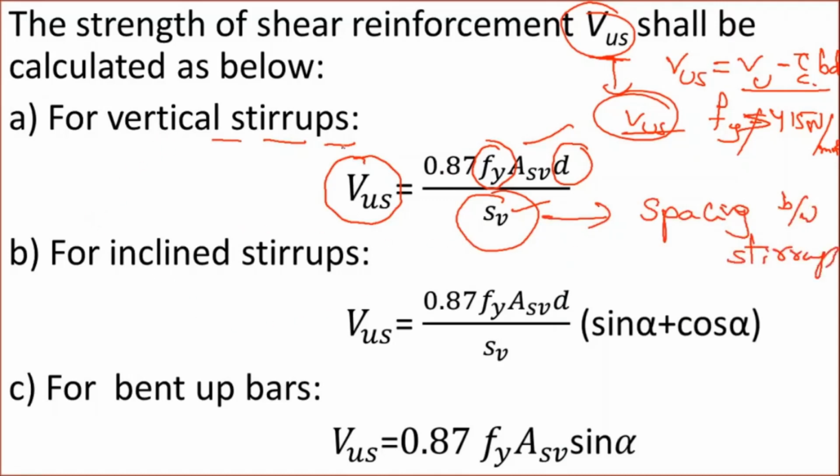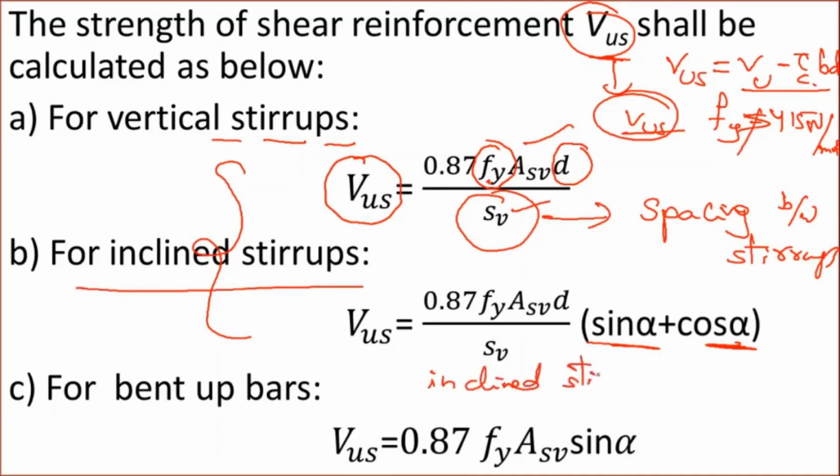Now this is valid for the vertical stirrups. Suppose you are providing the inclined stirrups, you have to multiply the same equation with sin alpha plus cos alpha. Now if you compare vertical stirrups and inclined stirrups, which offers more resistance? You can say that from the equation. Inclined stirrups offer more resistance than the vertical stirrups. The reason is, here you can see the sin alpha plus cos alpha, which will always be greater than or equal to 1. So inclined stirrup offers more resistance.